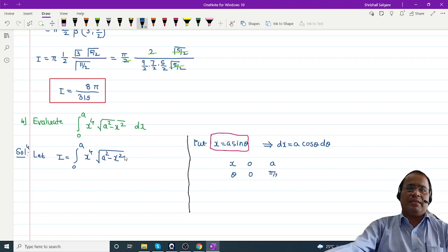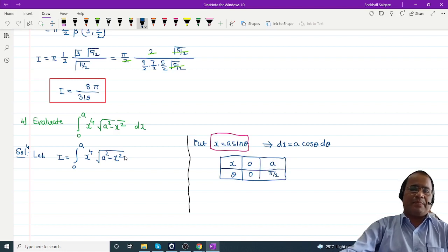Theta is pi by 2. So new limits we are getting from 0 to pi by 2. If required, that factor also you calculate separately and directly replace. Now this one also I will calculate, a square minus x square, with square root.